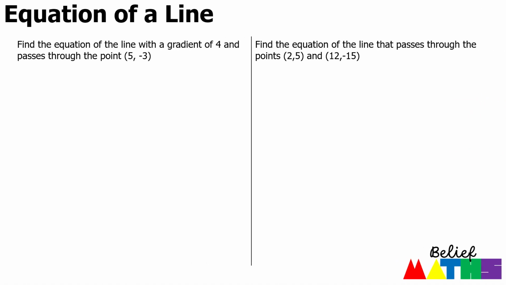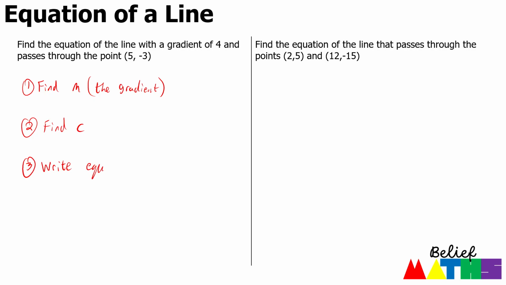The equation of the line is the next part. So with the equation of a line, you need to do 3 steps. Step 1, you're going to find m, the gradient. Sometimes you're given that, and that's the bit that varies. The next thing you're going to do is find c, and then your third one is you're going to write your expression, or write your equation.